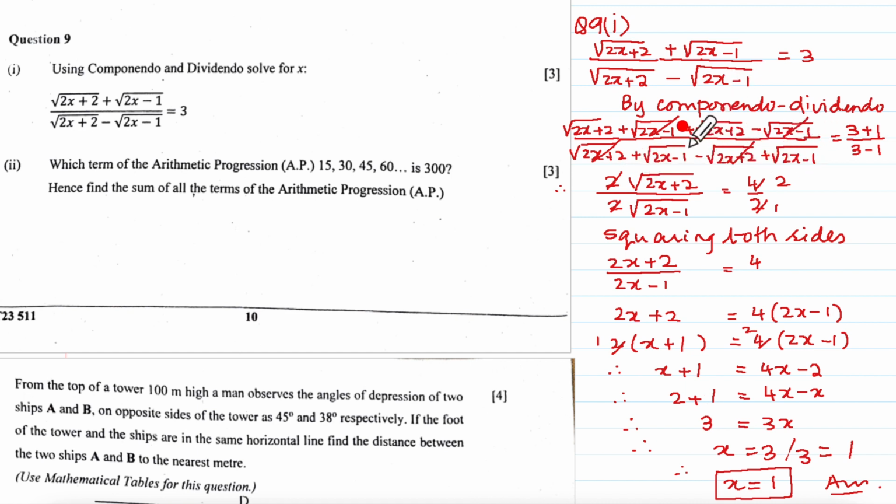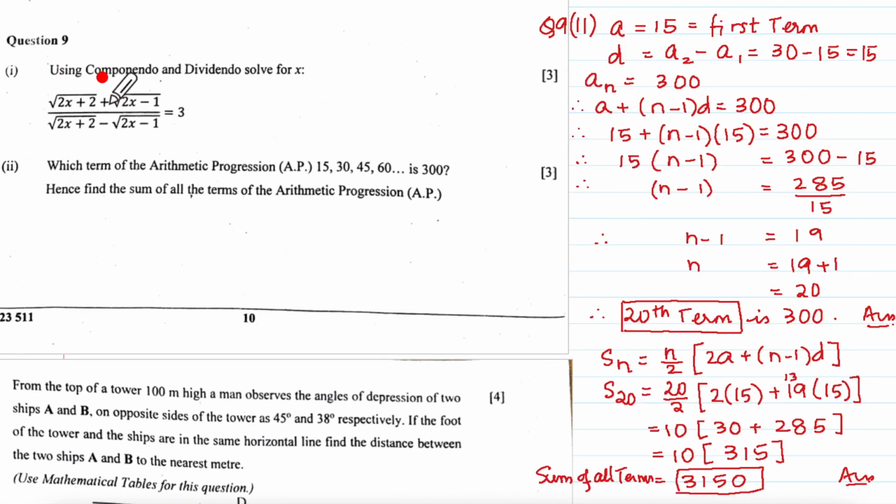Can you see what is getting cancelled? Yes. So we get 2 under root 2x plus 2 divided by 2 under root 2x minus 1, and here it will be 3 plus 1 upon 3 minus 1, that is 4 upon 2. Now we square both sides, and this is what we will get after squaring, cross multiply and just solve. X equal to 1, and that should give you your 3 full marks.